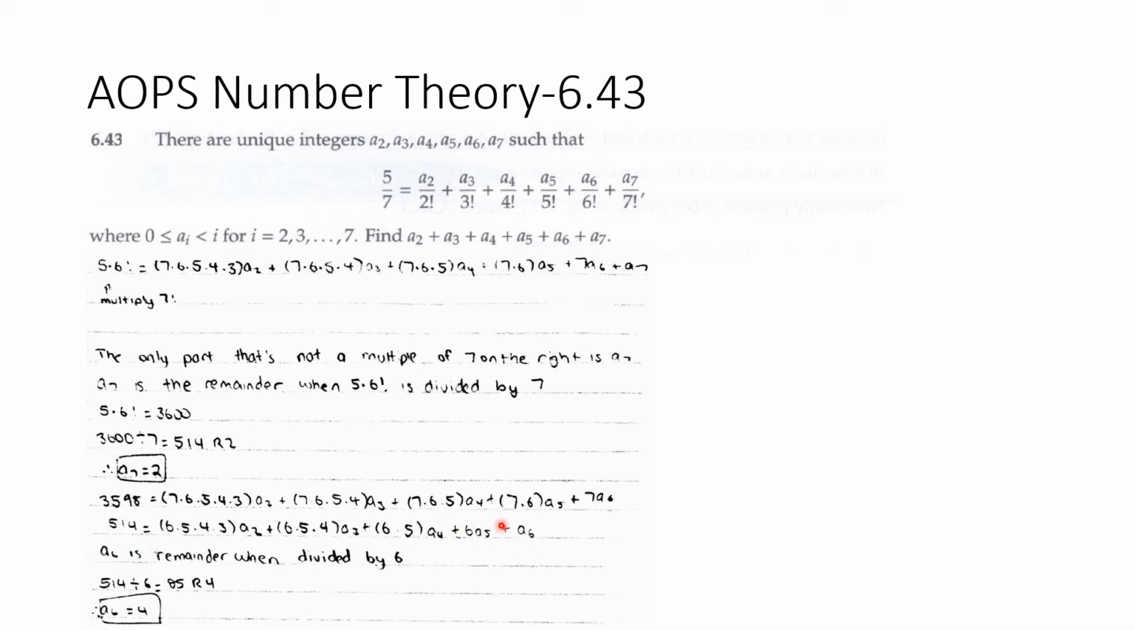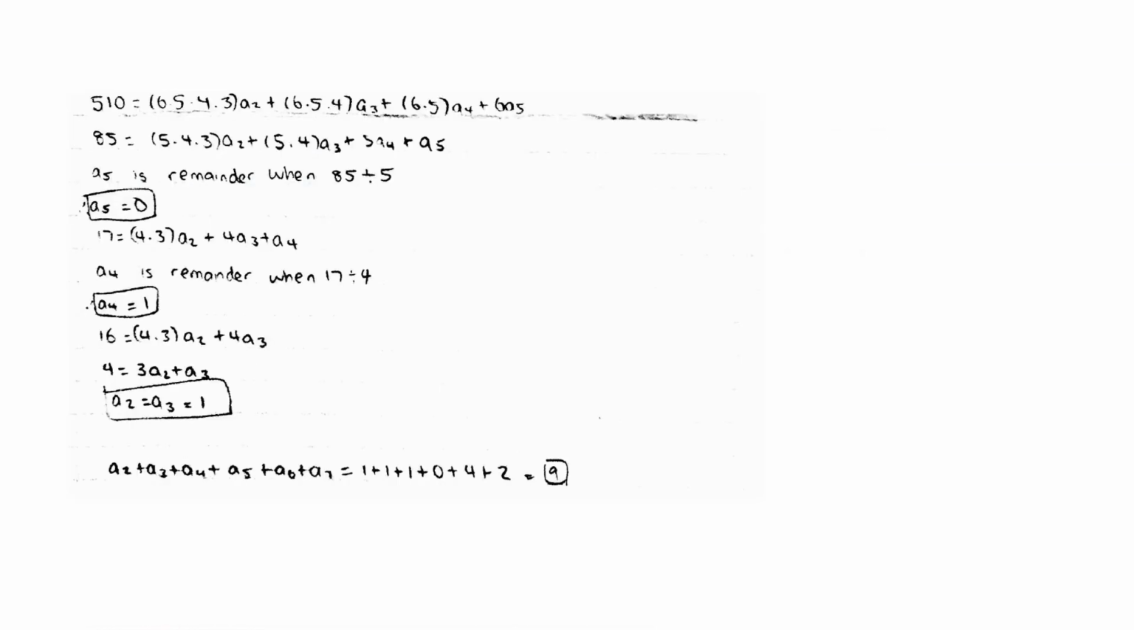So since all of these, just like above, are a multiple of 6 except for a6, a6 is the remainder when divided by 6. So 514 divided by 6 is 85 with a remainder of 4. So a6 is equal to 4. And then we subtract 4 on both sides to get 510 is equal to this. So the a6 is gone, and then we divide by 6 on both sides. So 85 is equal to 5 times 4 times 3 a2 plus 5 times 4 a3 plus 5 a4 plus a5. And we do the same thing.